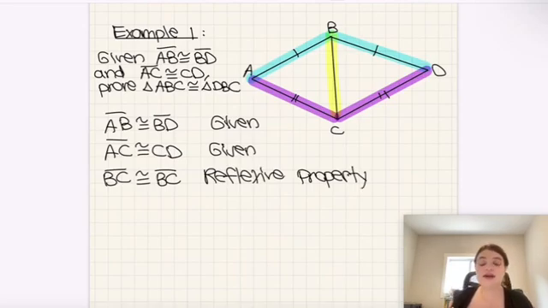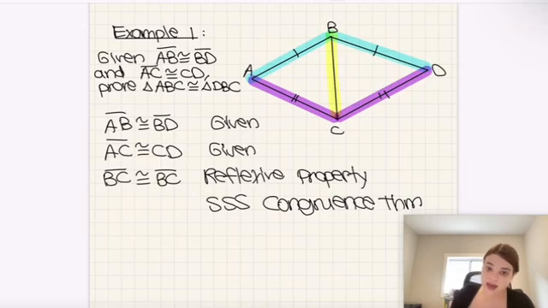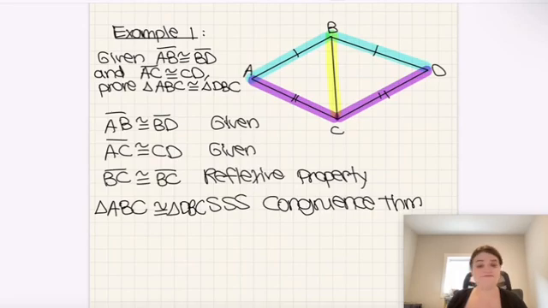And now we have met all the criteria for using SSS congruence theorem. We've proven that all three sides of one triangle are congruent to all three sides of another. So therefore we can say by SSS, or side, side, side, congruence theorem, that therefore ABC is congruent to DBC. And there we have it.